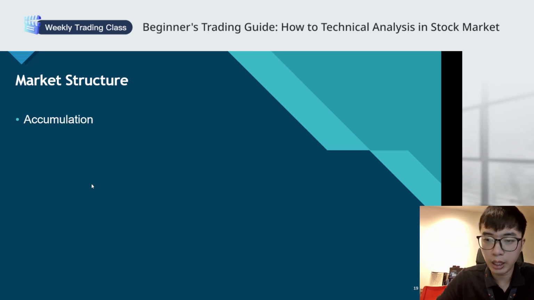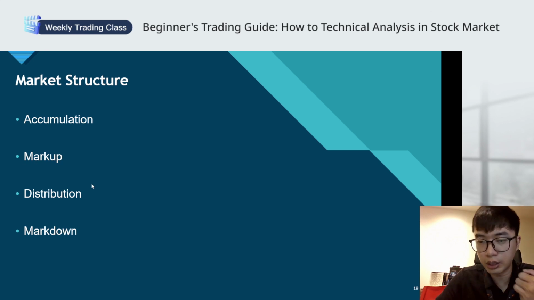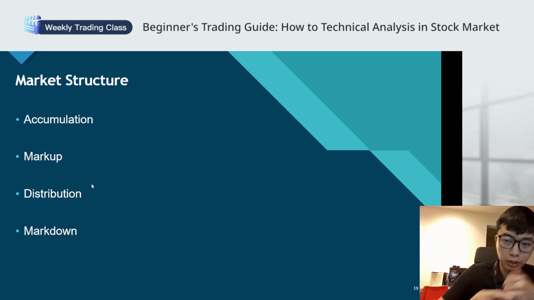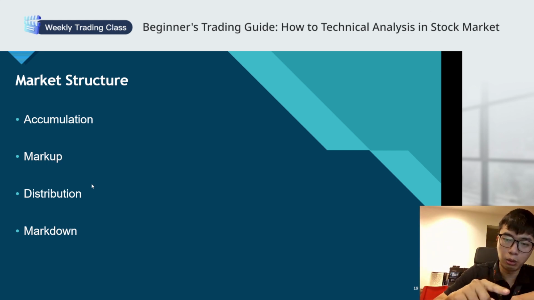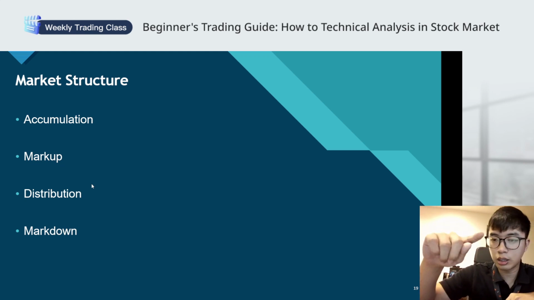So usually market structure comes with accumulation, markup, distribution, and markdown. What does that mean? Accumulation is when the price is usually sideways, and then markup is when the price starts to move up to attract more investors in, and then it distributes. Distribute means the price goes down after it distributes at the high, like accumulating at the low, going up, selling to the sharks, the big sharks.